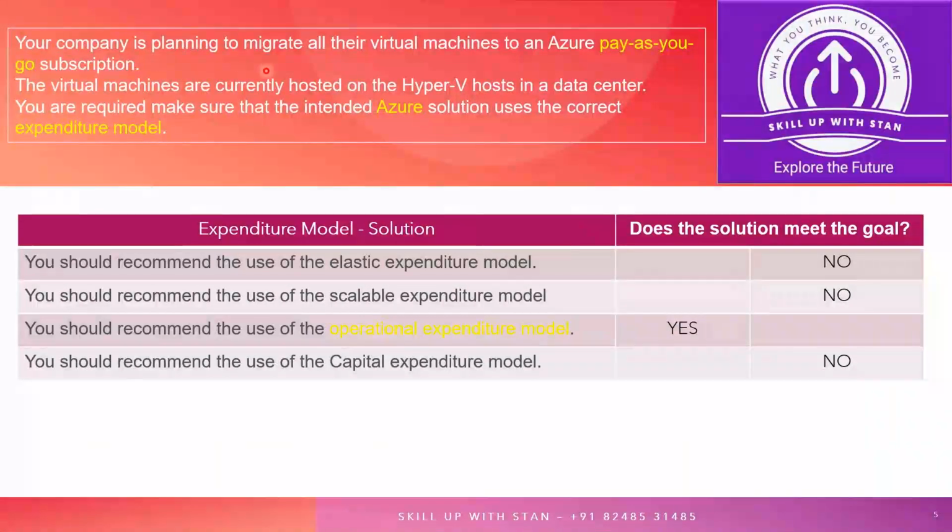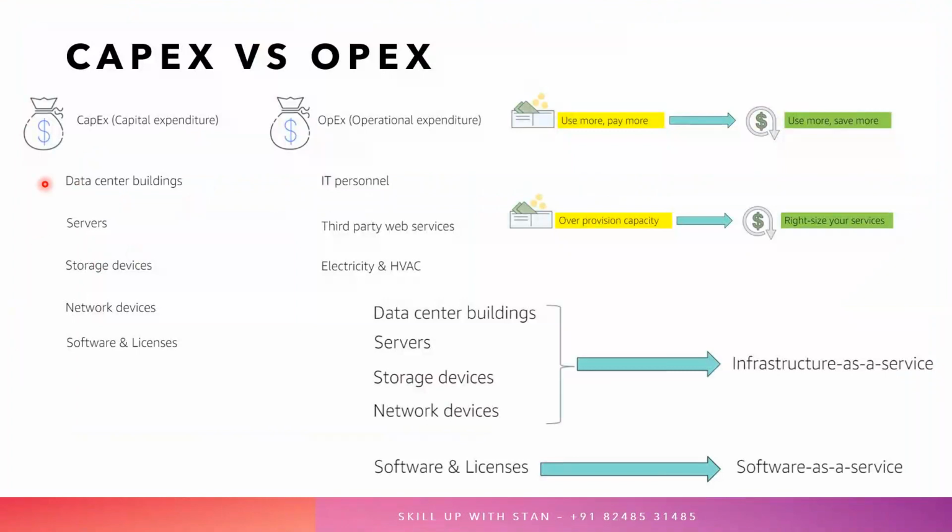Next one, your company is planning to migrate all their virtual machines to an Azure pay-as-you-go subscription model, and the virtual machines are currently hosted on Hyper-V in the on-premises data center. You are required to make sure that the intended Azure solution uses the correct expenditure model. See, in the on-premises data center, you are responsible for building the data center, purchasing the server, purchasing the storage, purchasing the network devices, integrating all of them, purchasing OS license. So you have to do a lot of upfront investment. So that is called capital expenditure.